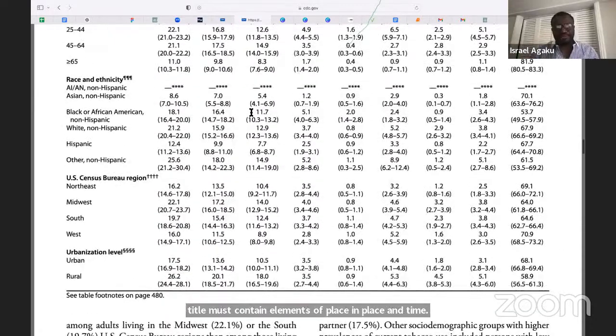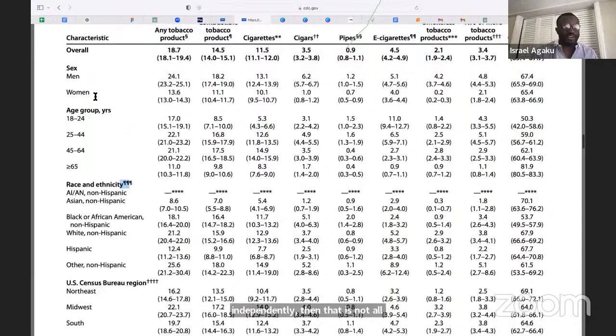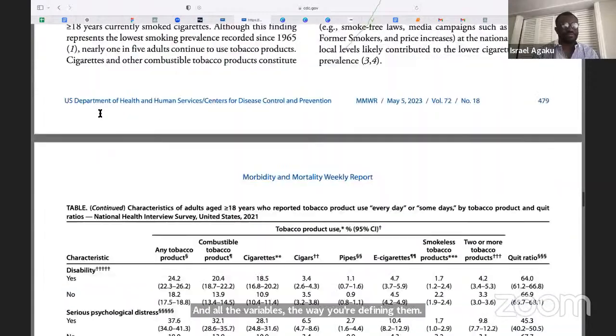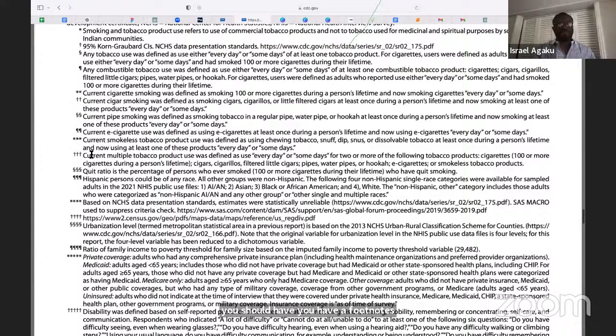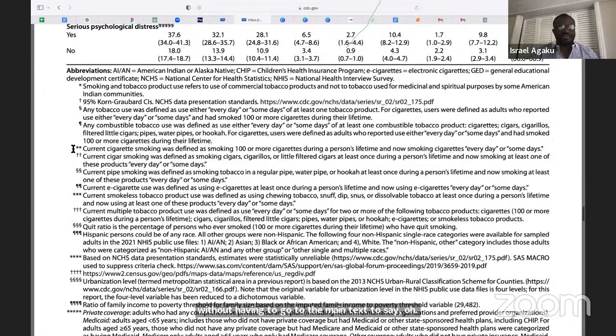Then that is not all. See all these footnotes and items here and all the variables, the way you're defining them. You have a footnote where they're all defined. In other words, I should be able to read this table by itself without having to go to the main text to say, oh, how did this person even define current cigarette smoking? Oh, the footnote is here. Current cigarette smoking was defined as smoking 100 or more cigarettes during a person's lifetime and now smoking cigarettes every day or some days. That has been clearly defined. I don't have to go.